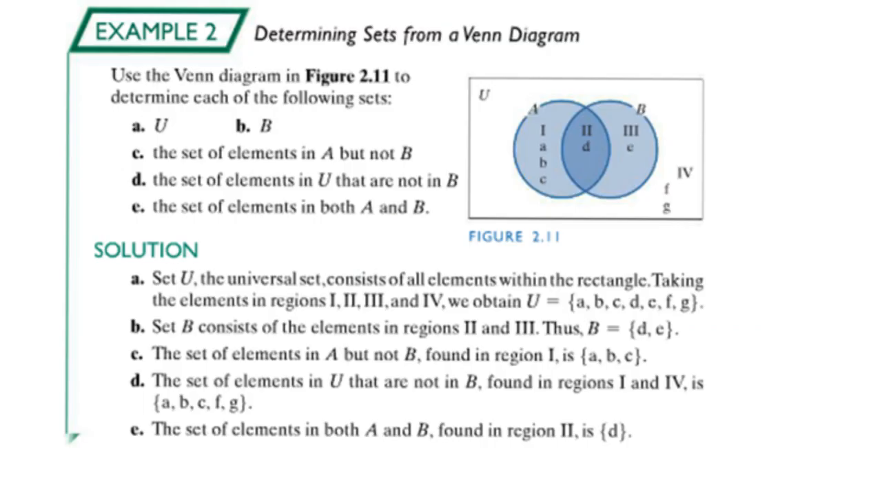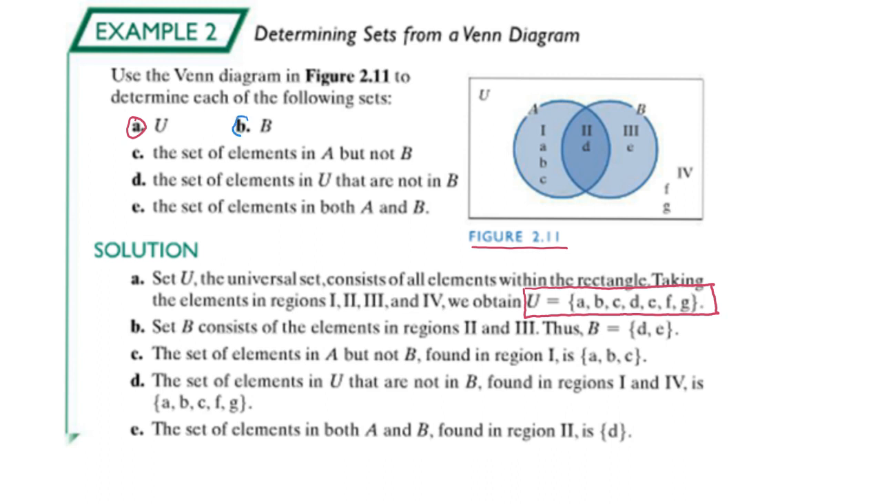We are now once again going to use the Venn diagram to determine the sets. So using figure 2.11, we're going to define our universal set. Our universal set contains all the elements on that rectangle. And if you look at all the regions 1, 2, 3, and 4, we're going to write all of them out, and it would be set U is equal to {A, B, C, D, E, F, G}.